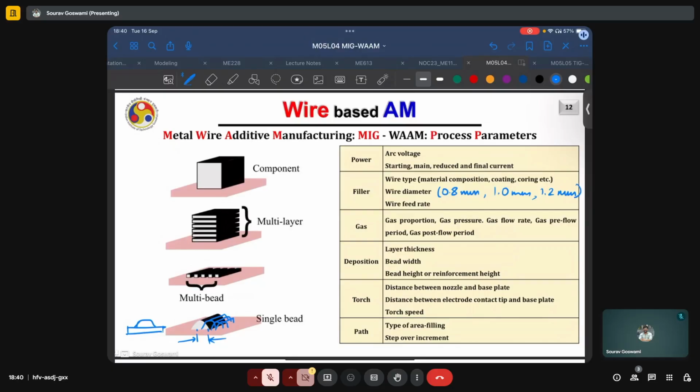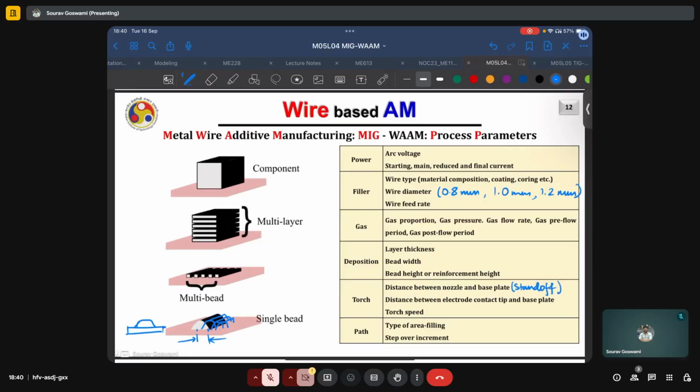Then the deposition parameters themselves, in terms of the layer thickness, the bead width, the bead height, then the torch characteristics, as in what was the distance between the nozzle and the base plate, typically called the standoff distance.